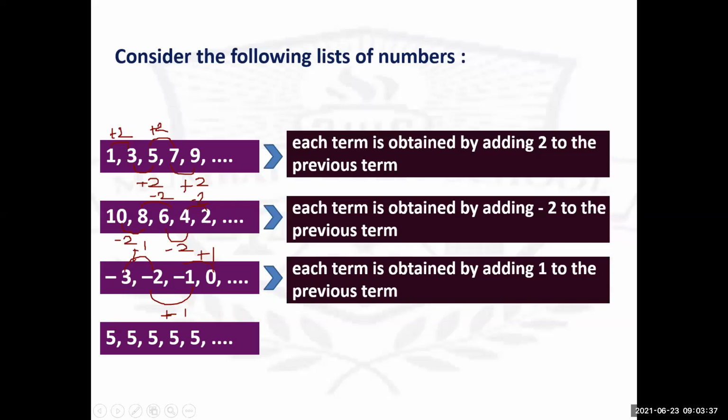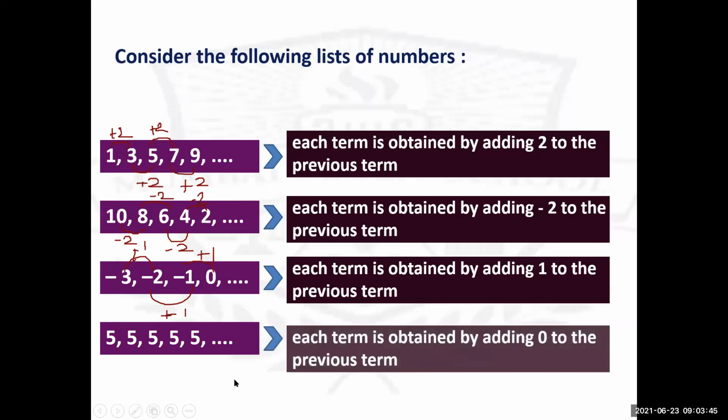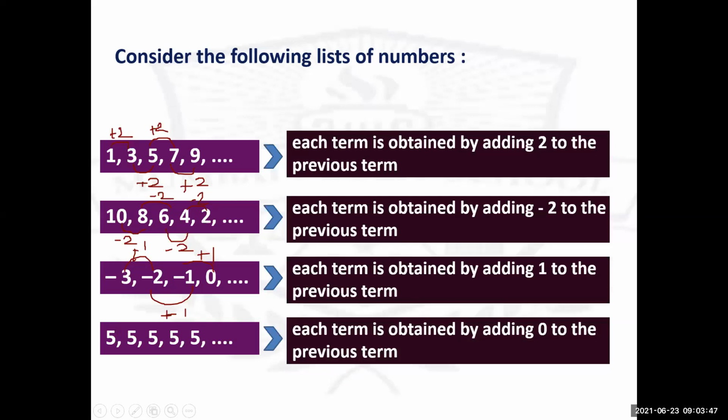Now here, check. All the terms are same. Each term is obtained by adding 0 to the previous term. So that means the previous term is unchanged. You have added 0. When you add 0, the term is going to remain unchanged. So it is 5, 5, 5, 5, 5.